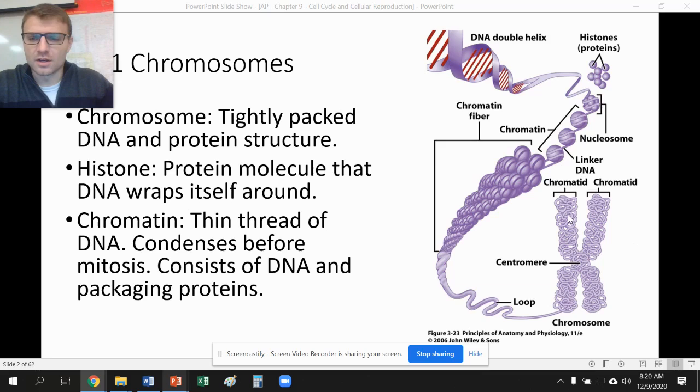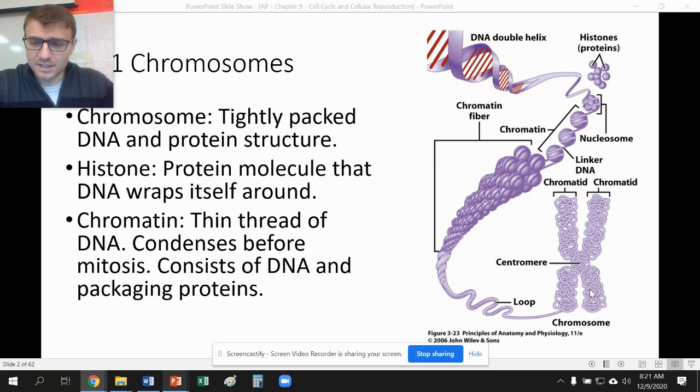So you can see the chromosome here. This is the full chromosome. These histones are little spheres, again, proteins that the DNA is going to wrap around, and they're going to wrap around until they make something called chromatin. Now, it's really important we know the differences between these vocab words. Chromatin is fiber made out of DNA and the histones. That's going to wrap itself around and tightly pack itself. You can see all these loops here, and they're going to form chromosomes.